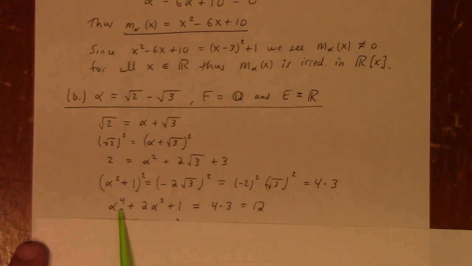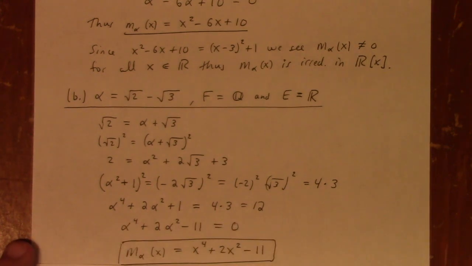That gets you to alpha to the 4th plus 2 alpha squared plus 1 equals 12, which indicates that alpha to the 4th minus 2 alpha squared minus 11 equals 0 is a polynomial which takes alpha as its 0. And I did say in this problem you didn't have to sweat the irreducibility, which is good, because I think proving that this particular one is irreducible might be a little bit of a pain. Like, I don't think we can use Eisenstein's criterion on that one.